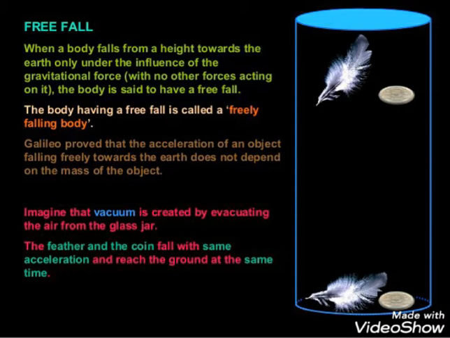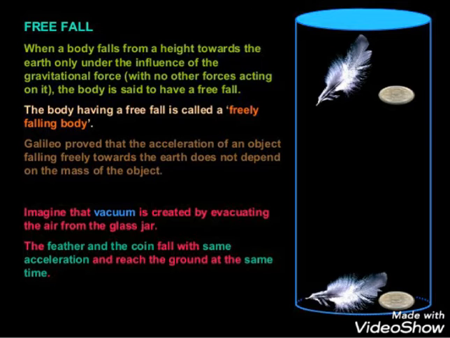Now, if we set up an experiment in which a feather and a coin are taken, one a light object and the other a heavy object, and a vacuum is created inside the jar, and both of them are allowed to fall at the same time, what will happen? They will reach the bottom at the same time. The reason is that there is no air resistance, there is vacuum. And another thing, both of them are experiencing the same amount of gravitational force, the same acceleration due to gravity.